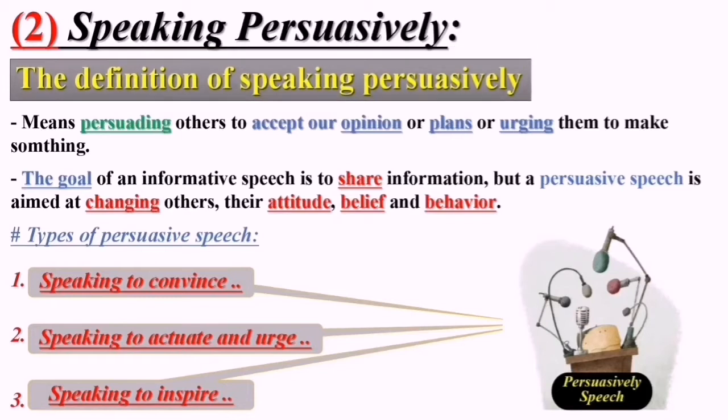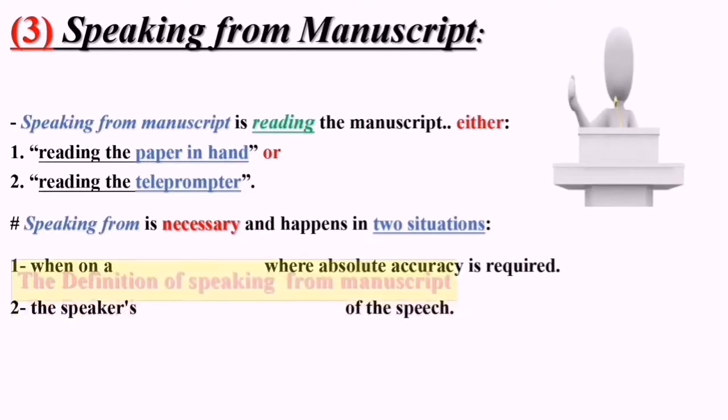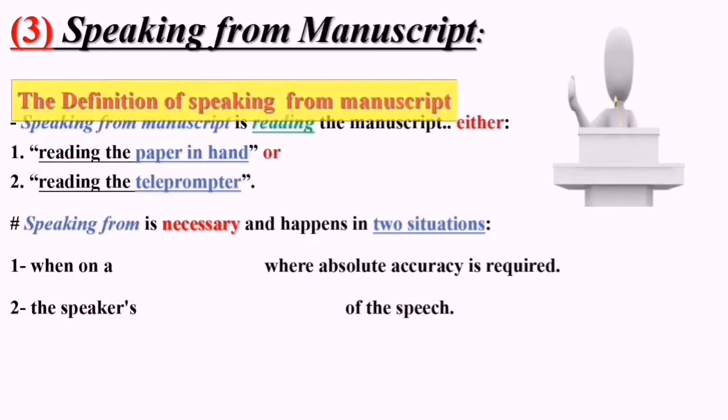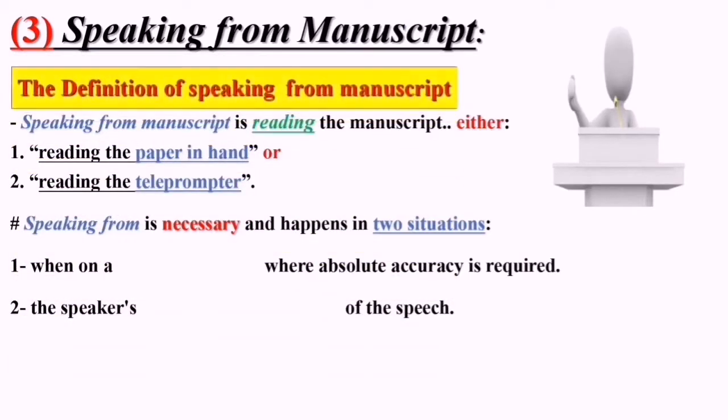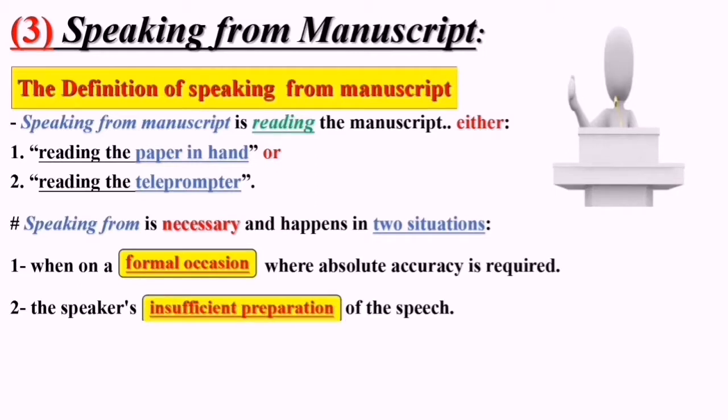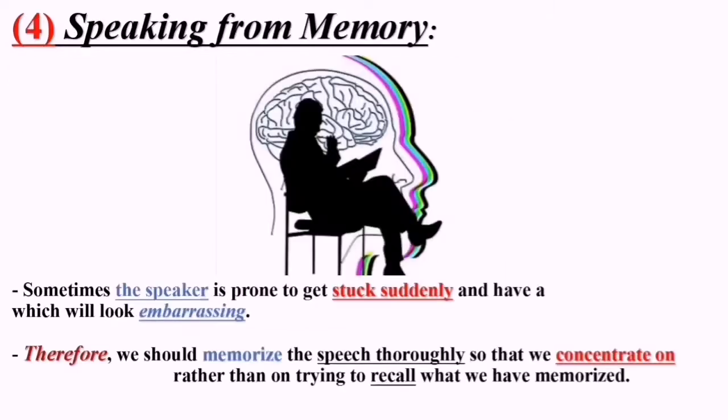Number 3, speaking from manuscript. The definition of speaking from manuscript is reading the manuscript, either reading the paper in hand or reading the teleprompter. Speaking from manuscript is necessary and happens in 2 situations. Number 1, on a formal occasion where absolute accuracy is required. Number 2, the speaker's insufficient preparation of the speech.